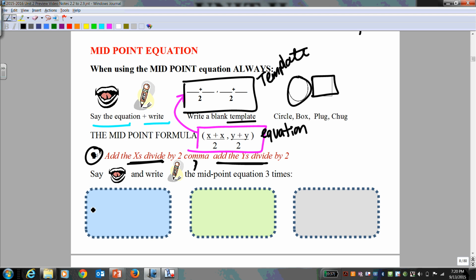The midpoint formula is add the x's, divide by 2, comma, add the y's, divide by 2. Do that twice more.